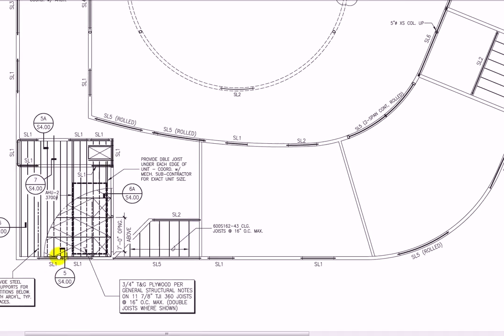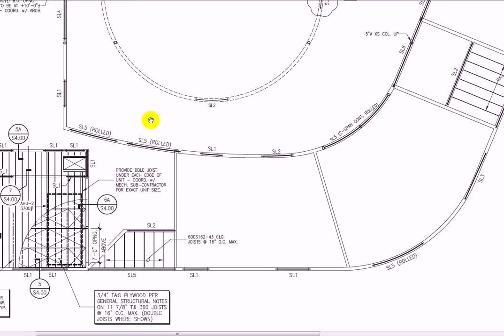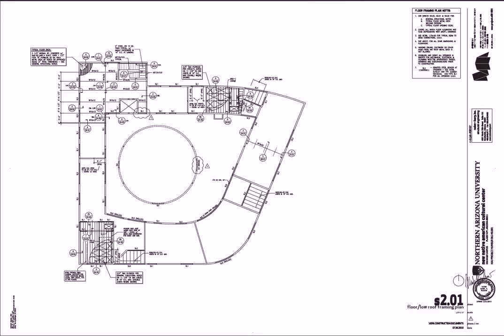And tongue and groove over some 11, almost 12-inch TJIs. So this just looks like a little mezzanine plan here. So we got a bunch of different construction materials. We've got rolled structural steel with metal deck and concrete. We have wood TJIs or truss joists with plywood, and we have metal studs, and we have steel lintels.